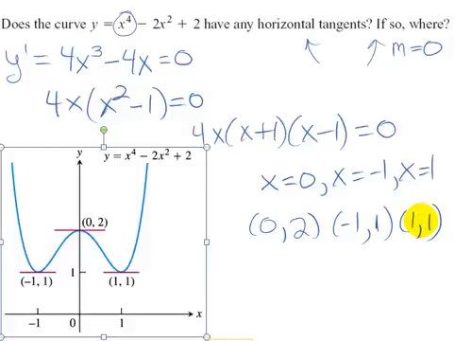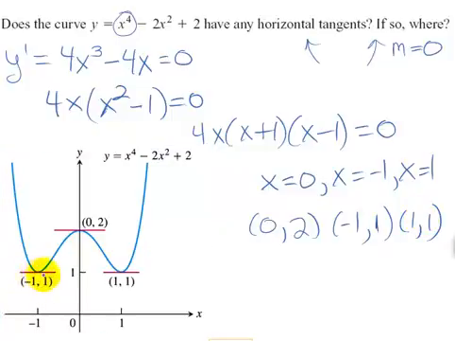Let's go ahead and look at the function graphed, and we can see exactly what we found. We found these horizontal tangents at -1, 1, there's our turning point, and at (0, 2), and at (1, 1).